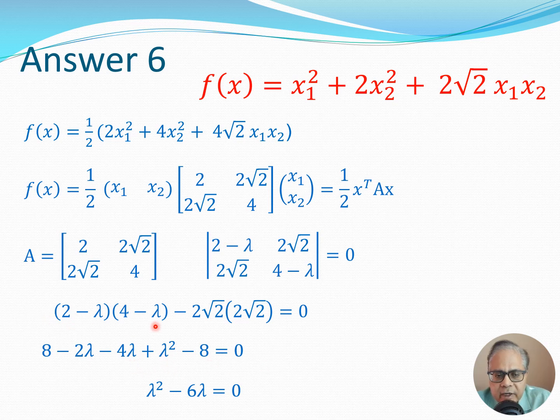So all I've done is expanded this side and expanded this side. So remember here I have 2 into 2, and one more 2 comes from root 2 into root 2. So that is how I get the 8 term here. And once I get this term here, I can simplify it to lambda square minus 6 lambda is 0, because this 8 and minus 8 cancel out.